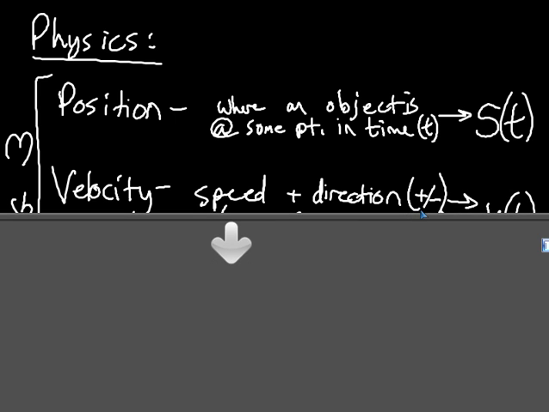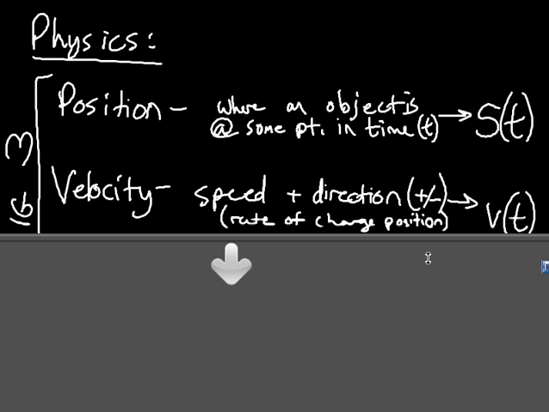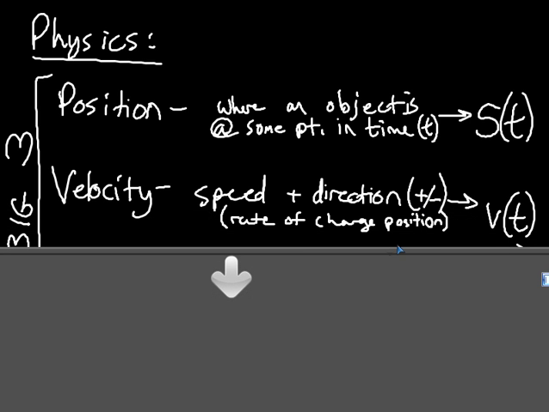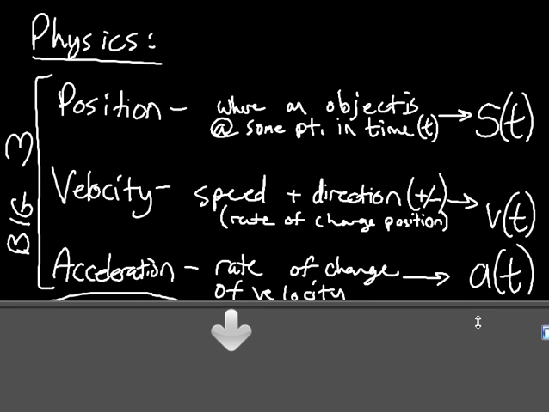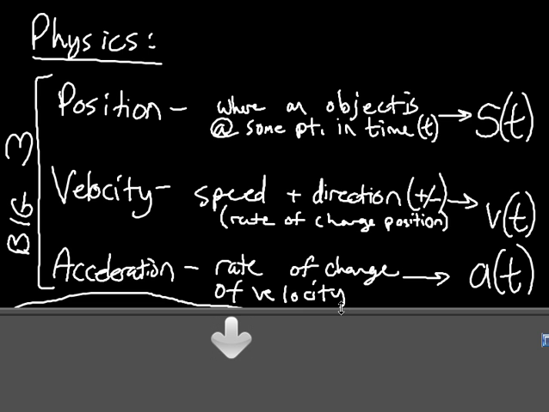A direction is positive or negative, and we're only going to worry about linear motion. So if a particle is moving vertically, positive means up, negative means down. If the particle or an object is moving horizontally, positive is to the right and negative is to the left. Rate of change of position is basically what we're talking about here, and that's going to be denoted as v of t. And then if you take the derivative of velocity, you'll get acceleration. Acceleration is the rate of change of velocity, a of t.